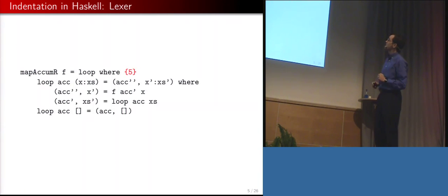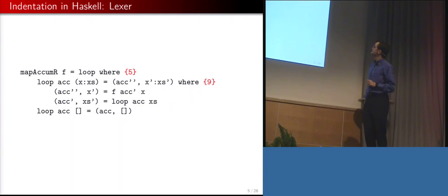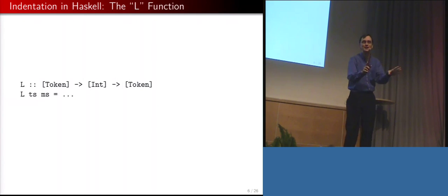On this bit of code, the lexer is going to emit 5 curly brace after that occurrence of where, because the next token is loop, and that's at column 5. Same for the second where, that's going to be 9 curly brace, and then 9 angle brace and 5 angle brace. Then the L function is going to run. I'm going to come back to how this is implemented.